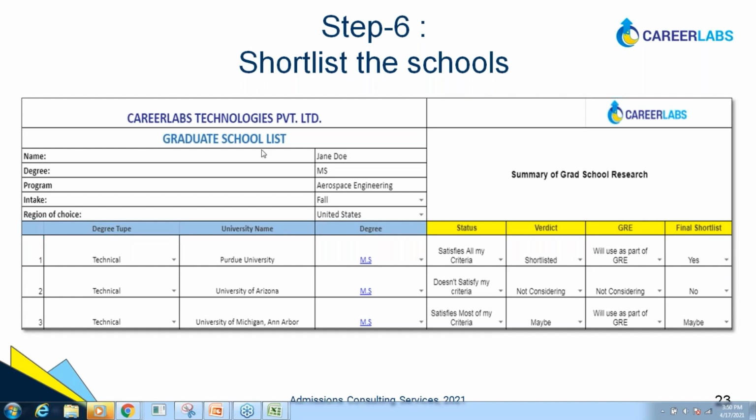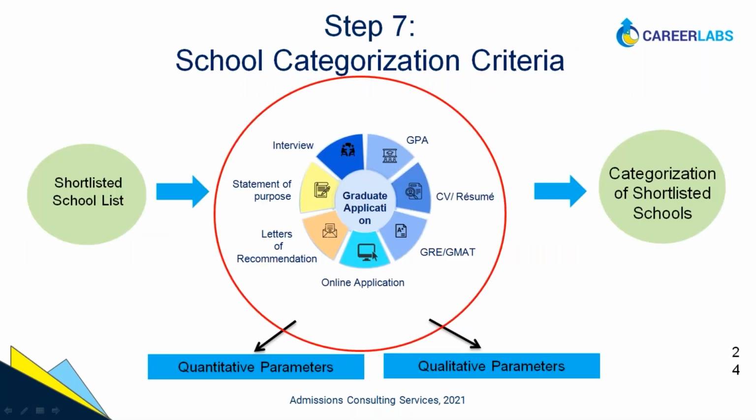So after you've done the research, we help you evaluate all your parameters. We take all your qualitative and quantitative parameters and then give you the categorization. From the shortlisted schools that you have, and after we get your GRE and your completed resume, which is ready for submission, why do we need it? Because unless I know what kind of projects you've done, what kind of work you have done, it is not easy for us to give you the categorization.